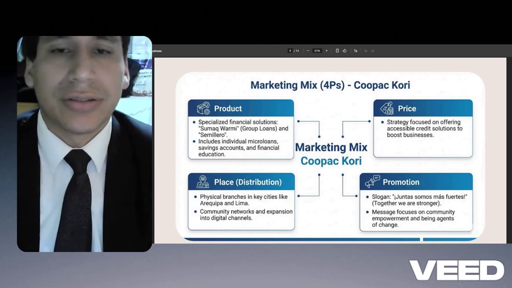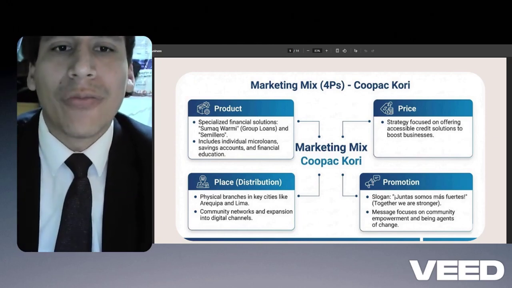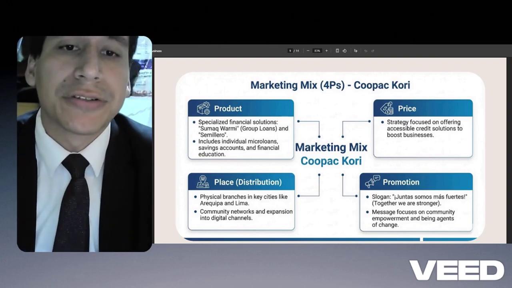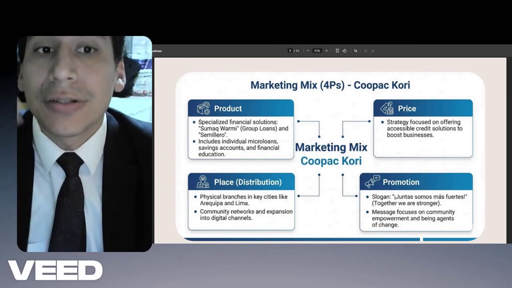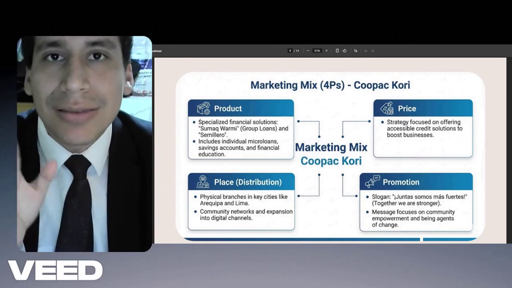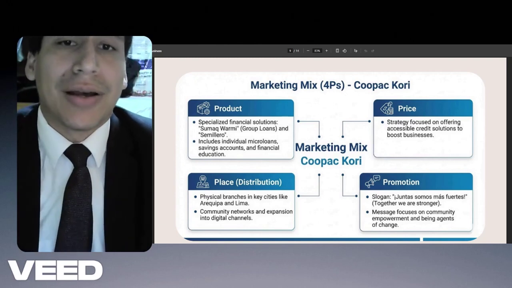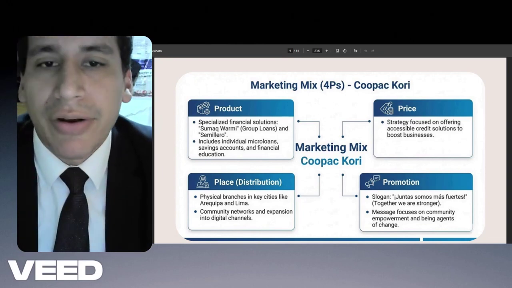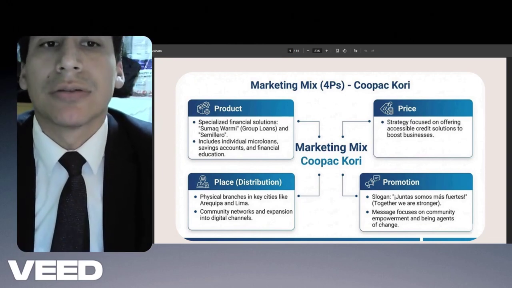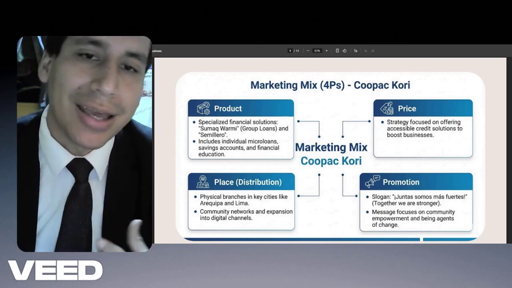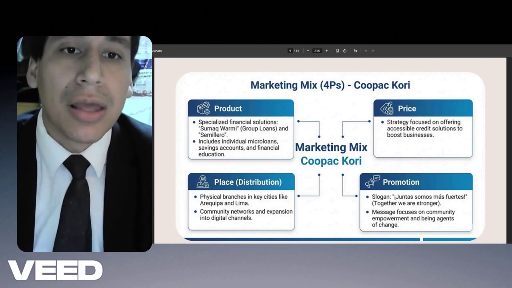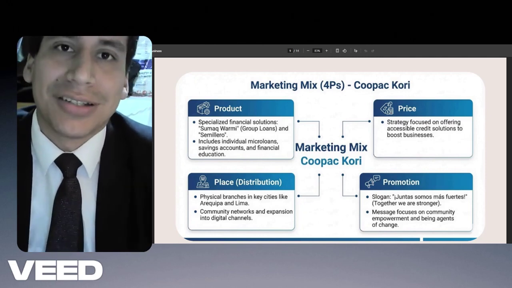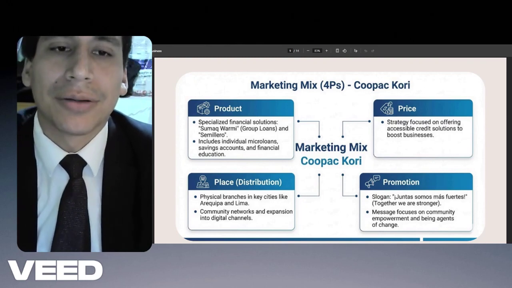Price. Their pricing strategy is accessibility. They offer competitive interest rates to help small businesses grow. When other lenders charge very high rates, Corey can offer loans of up to 7,000 soles, even if you have a bad credit history in Infocorp. Place. They operate in Arequipa and Lima, but they also work through community networks so they can be close to the people they serve. Besides, Corey now has a new place in Chiclayo this year.